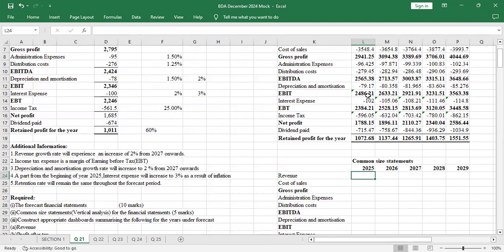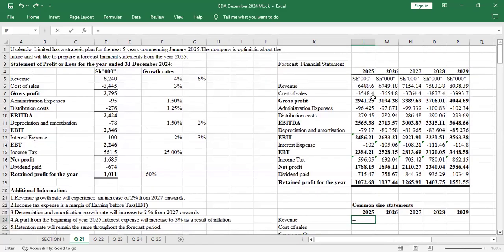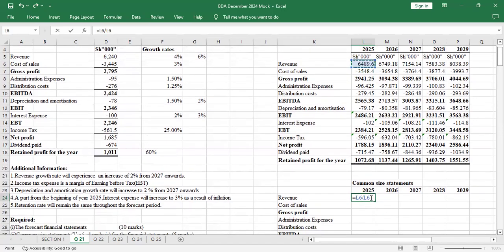So you start by saying equals revenue, divided by revenue, because revenue is the base. And because the revenue is the base, it will be constant all through.